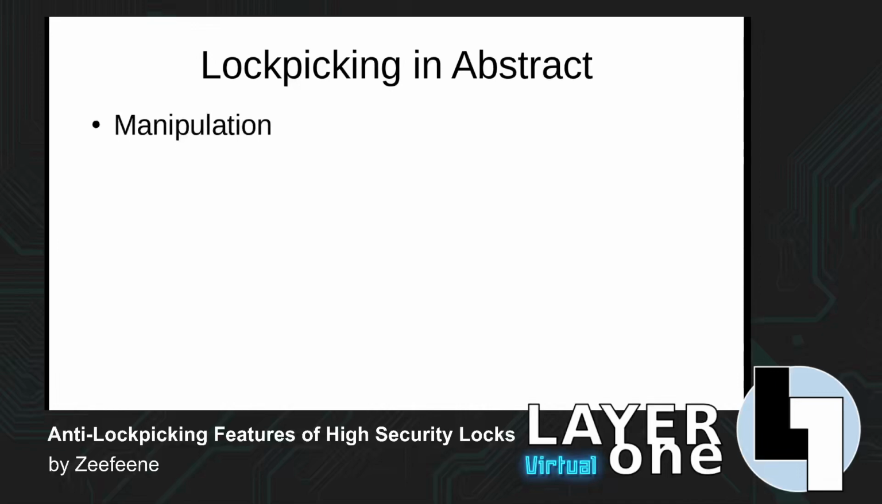So first of all, we have manipulation. Manipulation is basically just the idea that we need to be able to move the components inside the lock. If we can't move the components inside the lock, well, then we're not going to be able to get it open without the key.